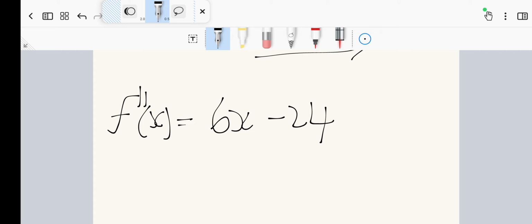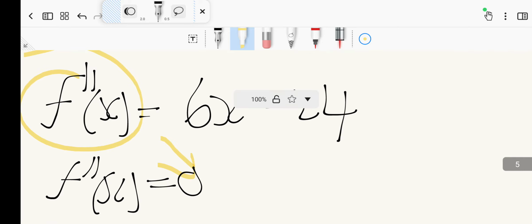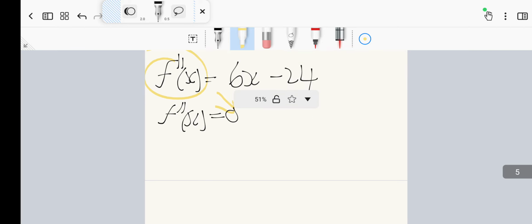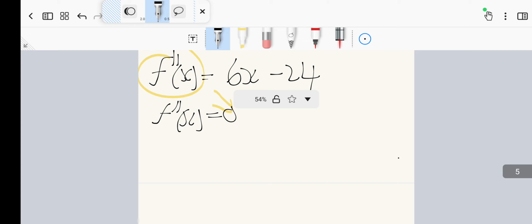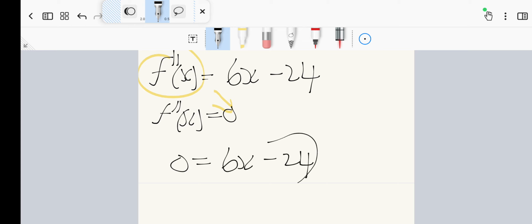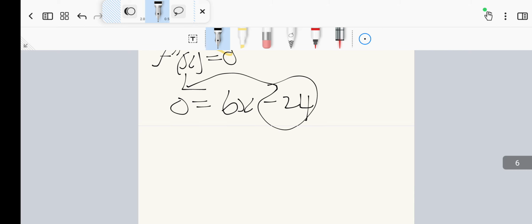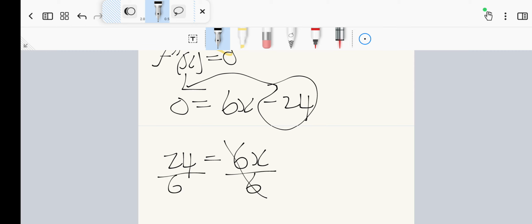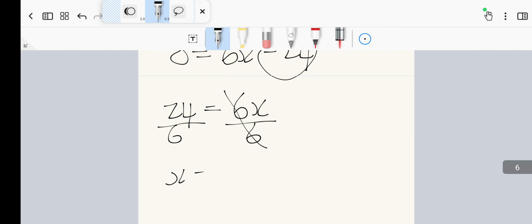Okay, and at our point of inflection, we know that f double prime is equal to 0. So we are going to replace this with our 0. Okay, so let's do that. So we'll say that 0 is equal to 6x minus 24. Okay, so we want to get x on its own. So we'll say positive 24 is equal to 6x, divide both sides by your 6. So x is going to equal 4. Okay, so now you have your x value of your point of inflection.